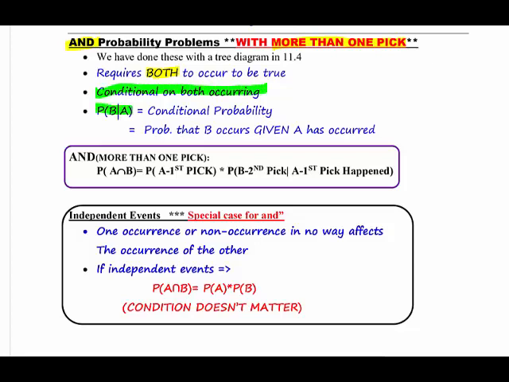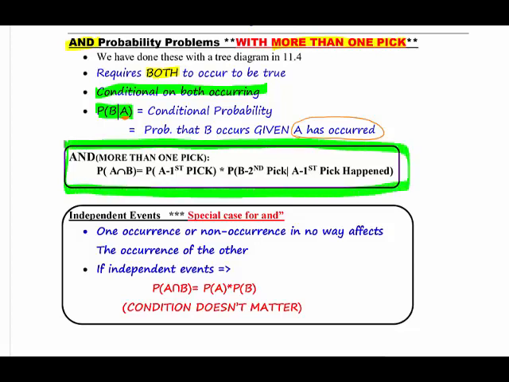And this is the notation for conditional. It does matter the order. This says the probability that B occurs given A has occurred. So whatever is second in the notation, that has already occurred. So it's really important. So here's the formula you're going to use. If you're more than one pick, you're going to be multiplying. So the OR problems we were adding, and problems with more than one pick, you are always multiplying. Okay?